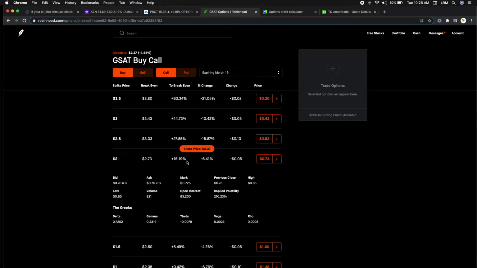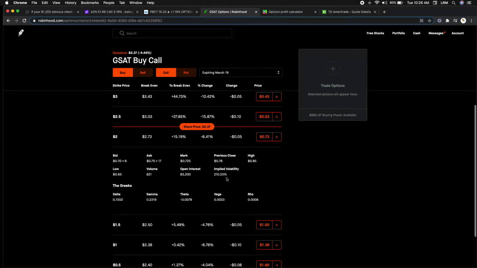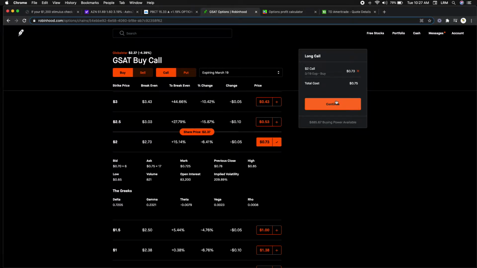So we're opening up the chain, opening up the contract, looking at the deltas, the gammas, the thetas. Everything looks okay. Implied volatility is really, really high, so there could be a big move coming up. We'll know that when the time comes. So we add this contract: $2 strike, expiration March 19th, price is 73 cents.